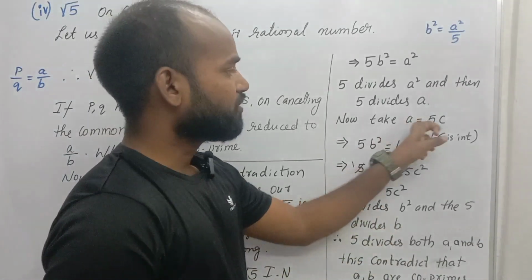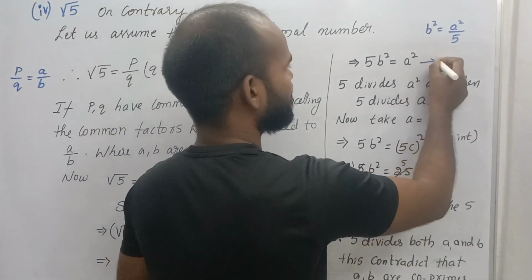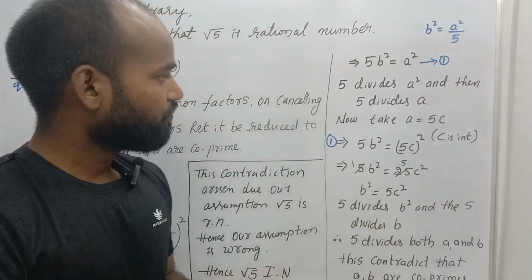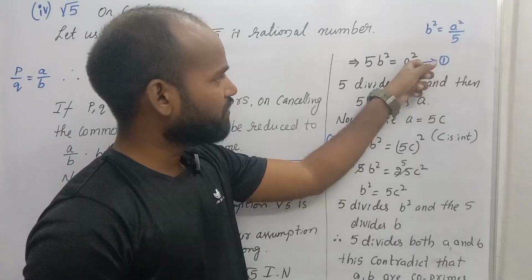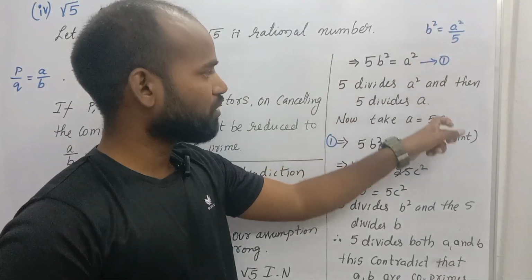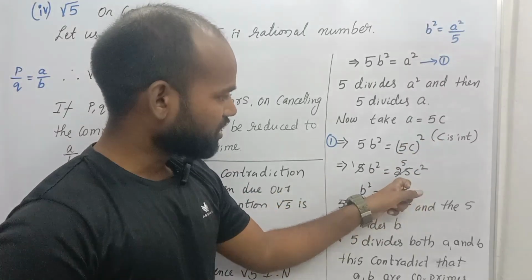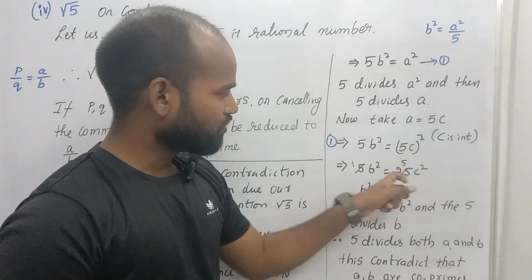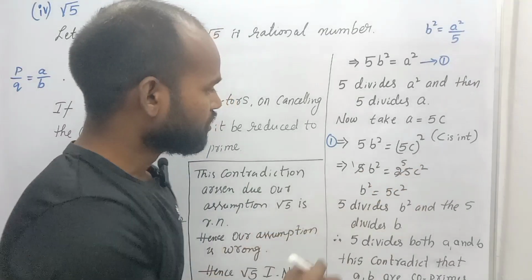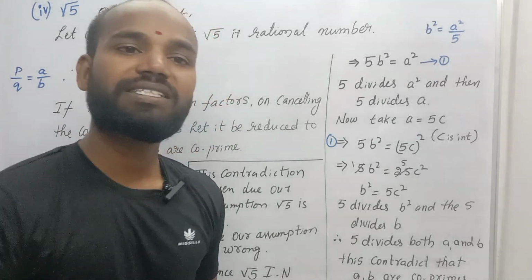Then a equals 5c. Substitute this in equation 1. Here I am writing equation 1: 5b square is equal to a square. The value of a is 5c, so a square is 5c whole square. 5 squared is 25, and 5 ones are 5. 5 fives are 25. Simplifying, we get b square equals 5c square.